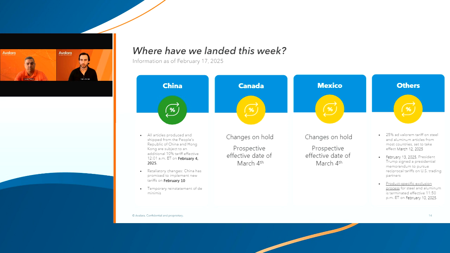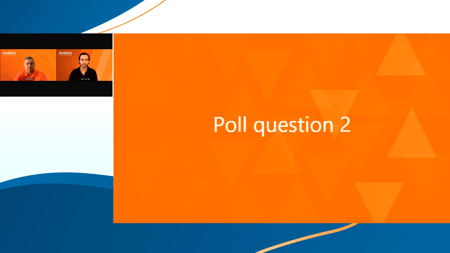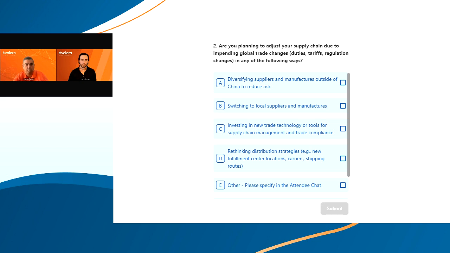So that leads into our next poll question number 2 here. Based on the whiplash of the past 2 weeks, coming out of Manifest that I just mentioned, it's clear that businesses are rethinking their own trade adjustments. We're using this as a forum for individuals and businesses to share their insights and how they are adjusting. So the question being, what changes are you making to stay proactive during these times of uncertainty? Are you planning to adjust your supply chain due to pending global changes related to duty, tariffs, or regulation changes, in any of the following ways?